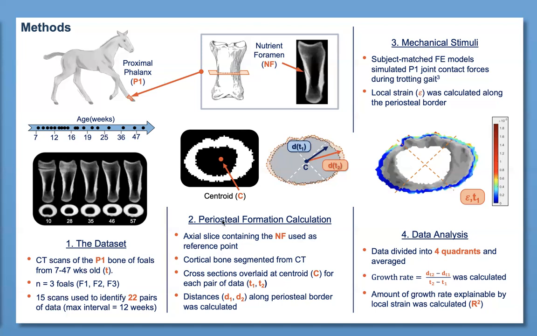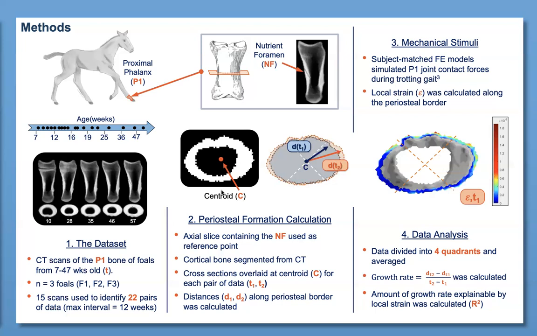Next, because we set out to determine radial growth as it relates to mechanical signaling, it was important that we used a fixed reference point in our data set so that we could effectively compare our growth. In order to do so, we looked specifically at cross-sections which contain the nutrient foramen, which is shown here in this image. The nutrient foramen is this really small channel through the cortical bone that essentially grants vasculature an entryway so that it can feed and nourish the bone.